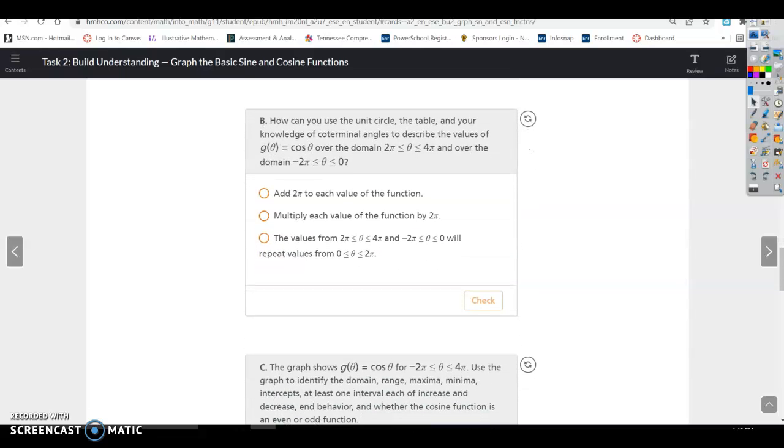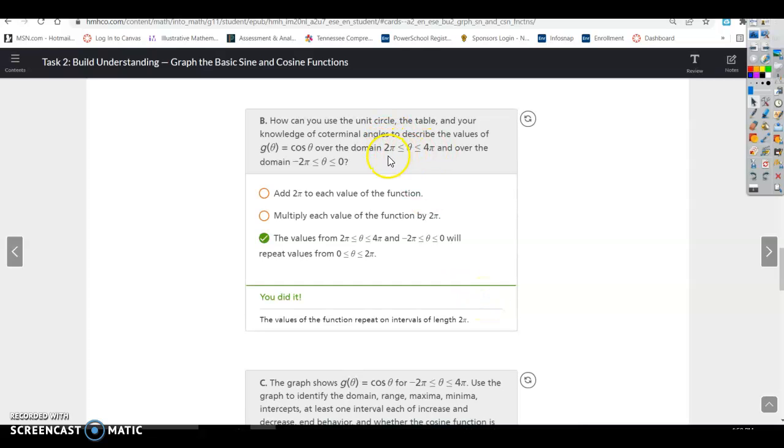All right, so how can you use the unit circle, the table, and your knowledge of coterminal angles to describe the values of g of theta equals cosine of theta over the domain 2 pi to 4 pi and -2 pi to 0? All right, so add 2 pi, multiply by 2 pi, the values will repeat values from 0 to 2 pi. So again, they're going to repeat the same values when you go around the rotation again in either direction. This would be counterclockwise and this would be clockwise.